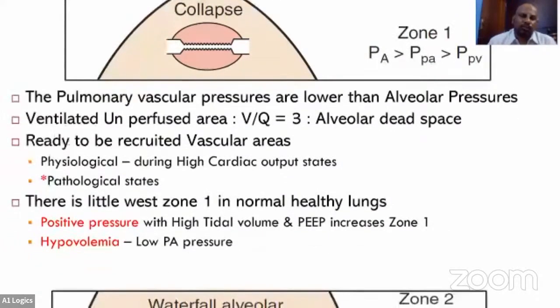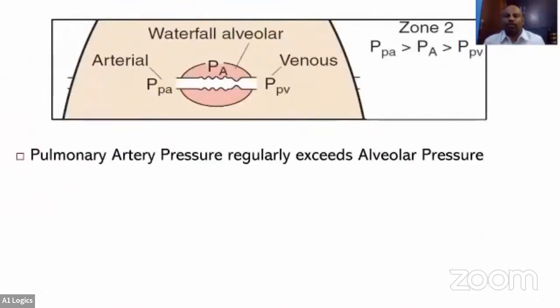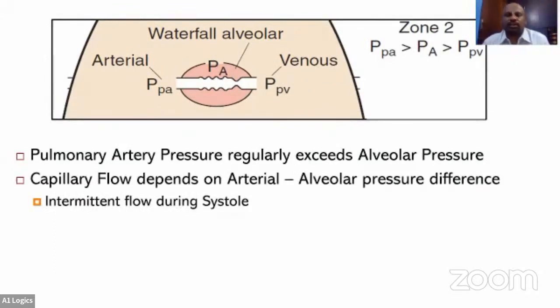We move on to zone 2. Zone 2 is called the waterfall alveolar area. Here, see the description. Pulmonary arterial pressure regularly exceeds the alveolar pressure. So when does it exceed? Whenever there's a systole. So the capillary flow here will depend on the arterial to alveolar pressure difference. Whenever the arterial pressure rises just above the alveolar pressure, there's a flow. Whenever the alveolar pressure is higher than the arterial pressure, the flow is stopped. So in this diagram, you can see that the pulmonary artery is a little bit opened up. There is one region of small constriction and the pulmonary venous flow is also occurring.